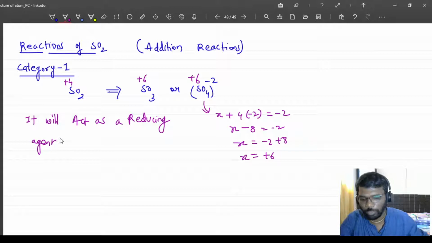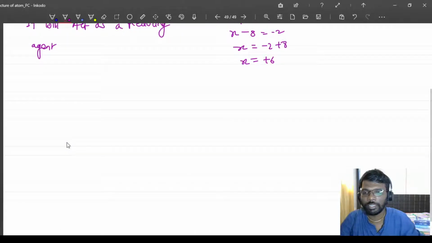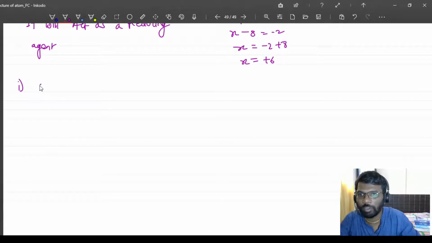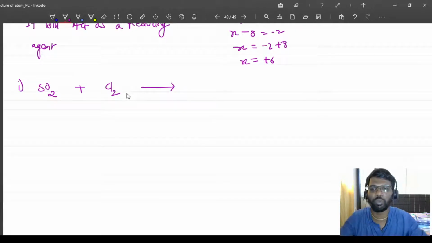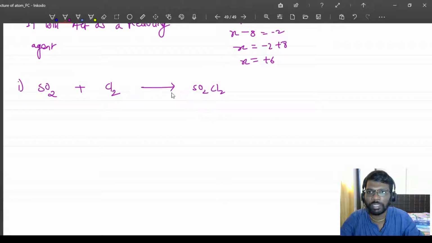The first reaction we will learn is sulfur dioxide reacted with chlorine. This is the simplest addition reaction I am doing. I'm just adding two molecules, and what you get is SO2Cl2. The name of this compound is sulfuryl chloride.